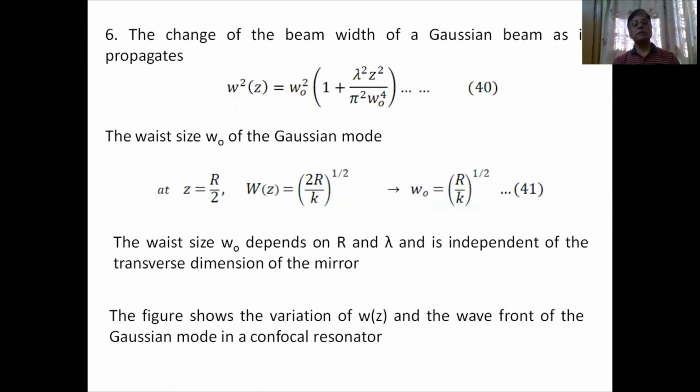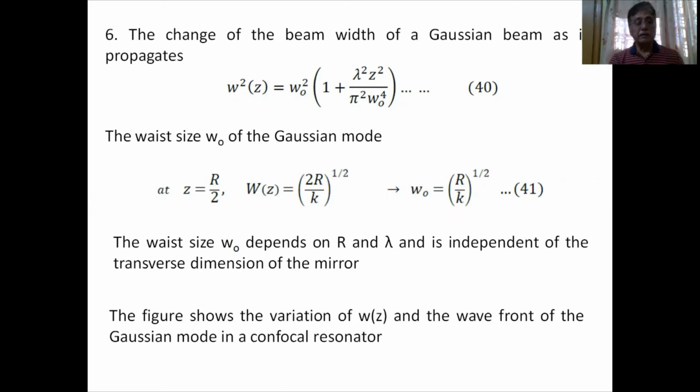Now, the change of the beam width of a Gaussian beam as it propagates is given by the formula W squared as a function of z is equal to W naught squared times 1 plus lambda squared z squared by pi squared W naught to the power 4. The waist size W naught of the Gaussian mode is found at z equal to R by 2. So W at z is equal to (2R/k) to the power half, which means W naught is equal to (R/k) to the power half. The waist size depends on R and lambda and is independent of the transverse dimensions of the mirror.